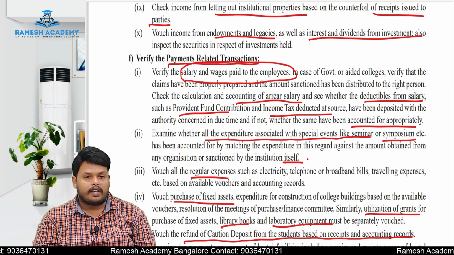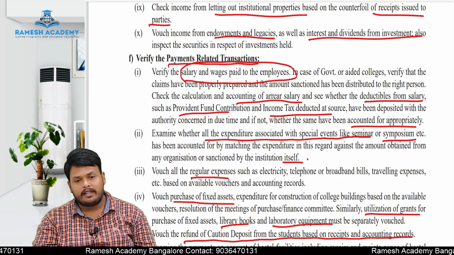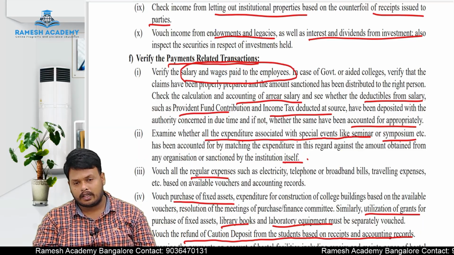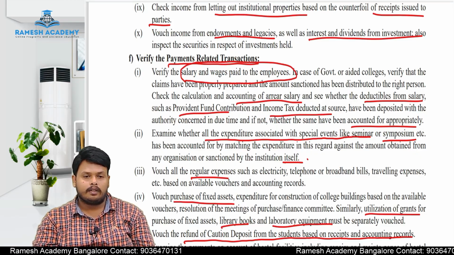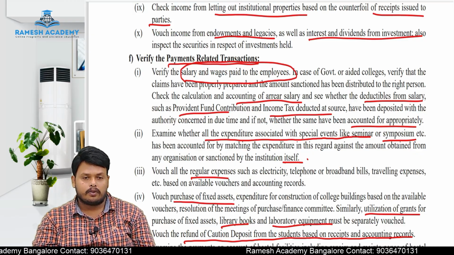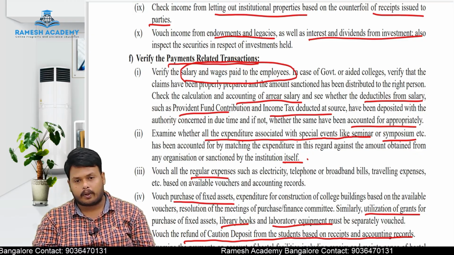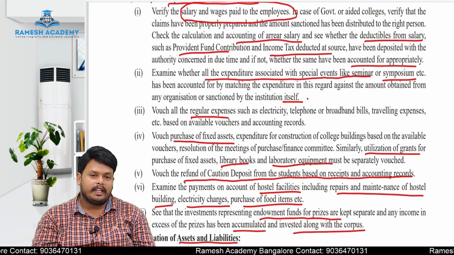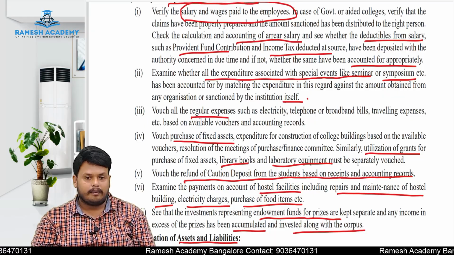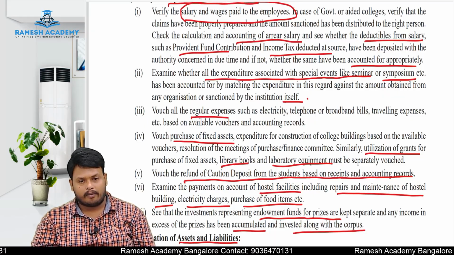And the auditor has to verify expenditures like annual day celebrations or seminars conducted by the education institution, whether it is sponsored, and whether it matches the budgeted and actual. All the regular expenses the auditor has to verify, like electricity bill, traveling bill, stationery bill, telephone bill, broadband bill, all this kind of bills.